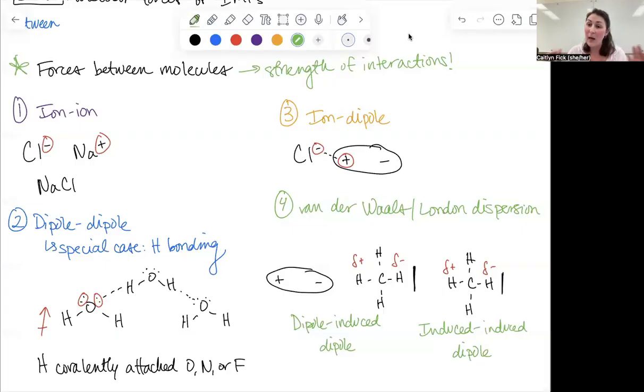I want to leave some time for questions here because we went over a lot. So what questions do you all have about these forces?